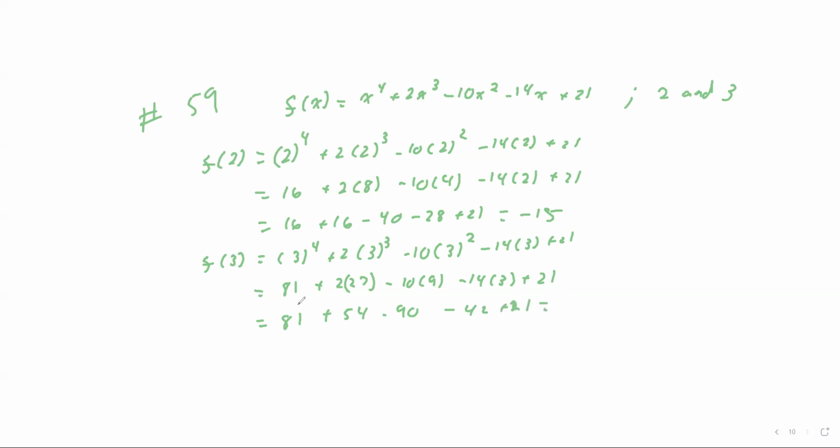All right. Oh, trusty little calculator. All right, so 81 plus 54 minus 90 minus 42 plus 21. So that's going to be 24. So therefore we can say yes, because again, we got a negative and a positive.